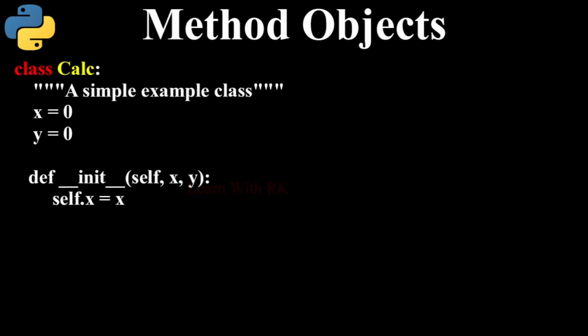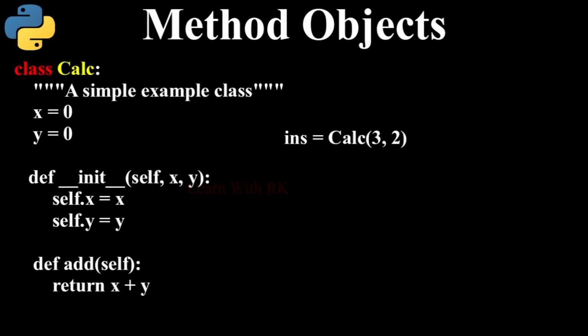Here I am defining the same calc class with the init method and one more method add, which gives the addition of the two variables, and I'm creating the instance for the calc and I'm calling the add function. What exactly happens when a method is called? You may have noticed that the add function is called without any argument, but the definition of the add function in the class is taking one argument called self. What happened to that argument?